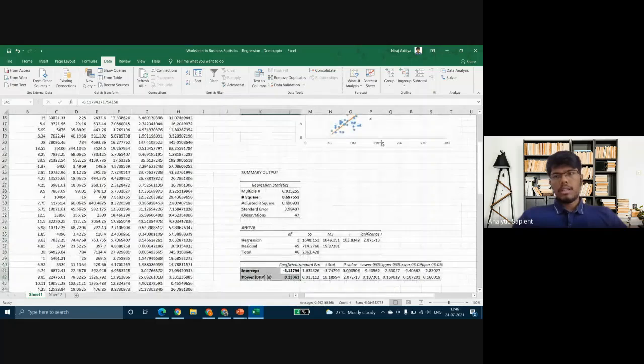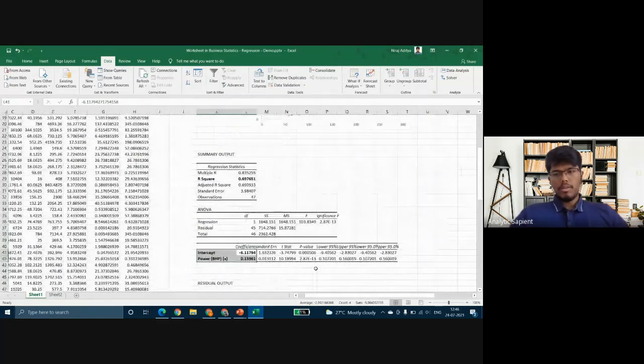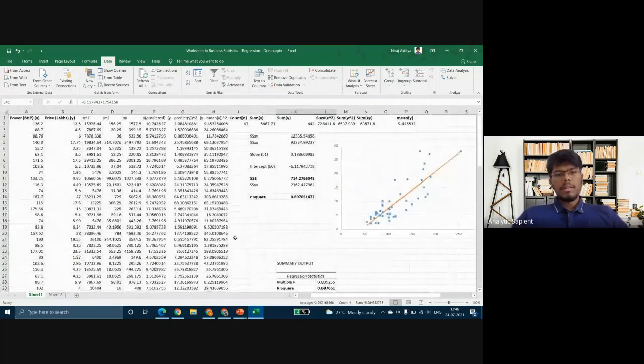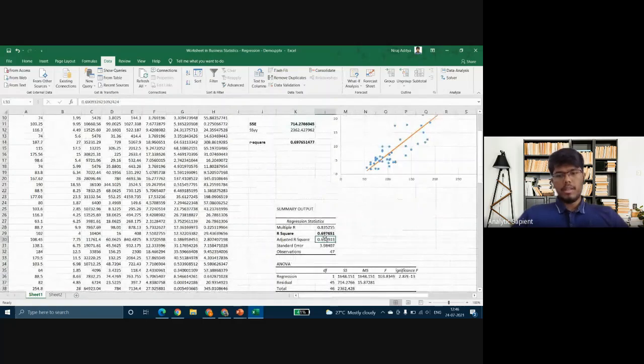So this is how it is. In Excel also, you can easily find it out, correct? But the thing is, it is important to understand how these have been formed, isn't it?